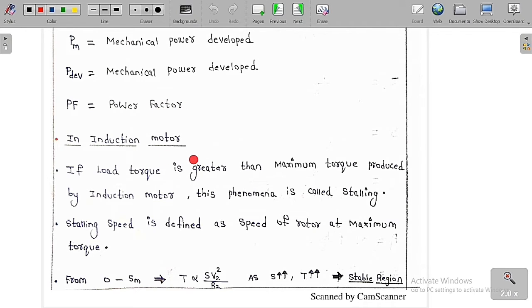In an induction motor, if the load torque is greater than the maximum torque produced by the induction motor, this phenomenon is called stalling.